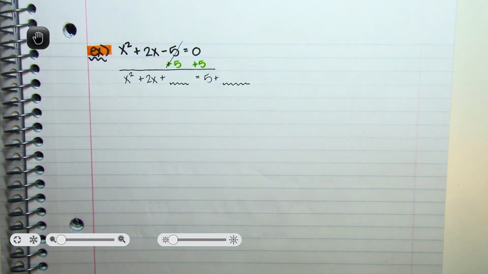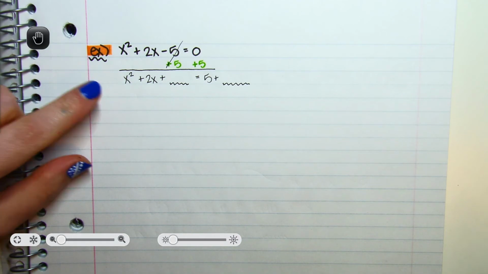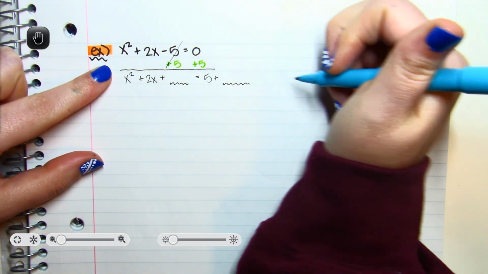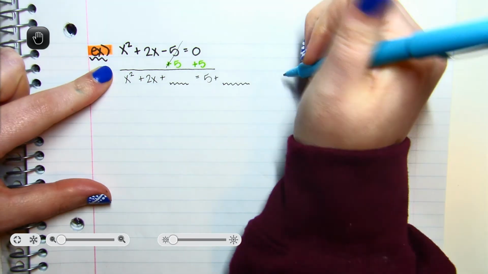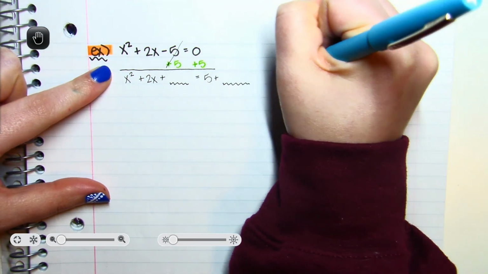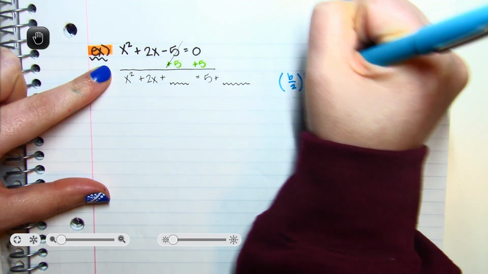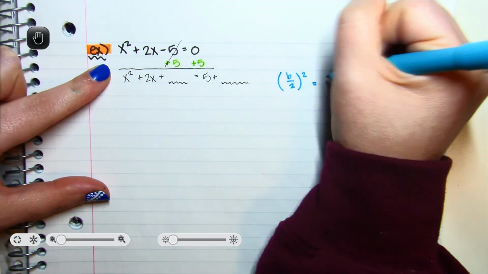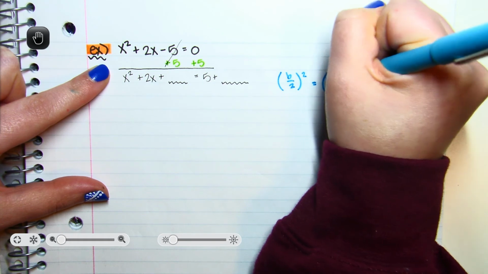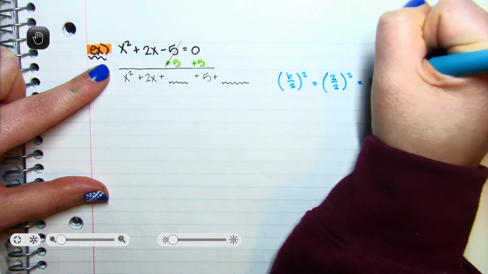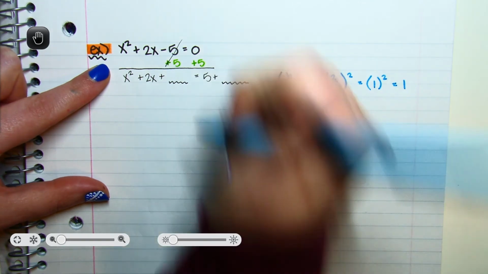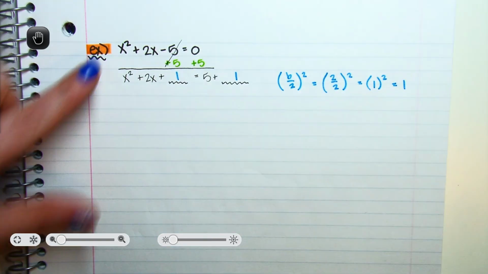Next up, we need to find our b divided by 2 term. I'm going to do it over here this time just to make it a little bit less all smushed together. So b divided by 2. What is my b value this time? If you said 2, you are correct. So (2 divided by 2) squared, which is 1 squared, which is 1. So I'm going to add 1 to both sides.